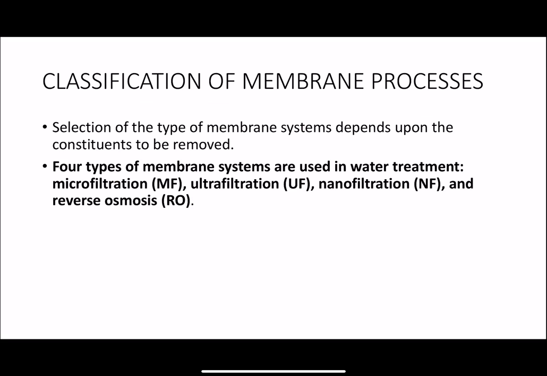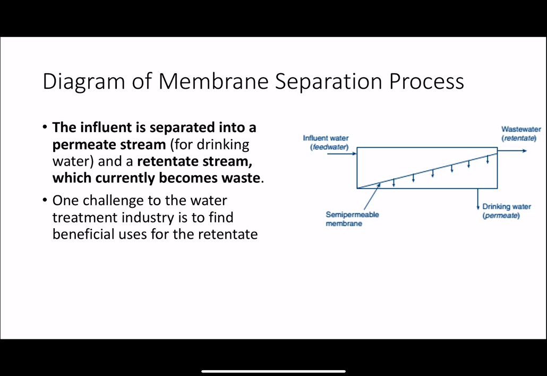Classification of the membrane process. Of course, we will select the type of membrane based on what is in the water: the type of the organics, the concentration of the organics, and the type of the microbes, their sizes, and percentages. All of this will define which membrane system we're going to use. Let's say there is microfiltration, MF, ultrafiltration, UF, nanofiltration, NF, and last, reverse osmosis, RO.